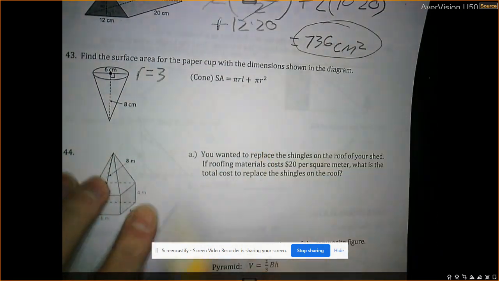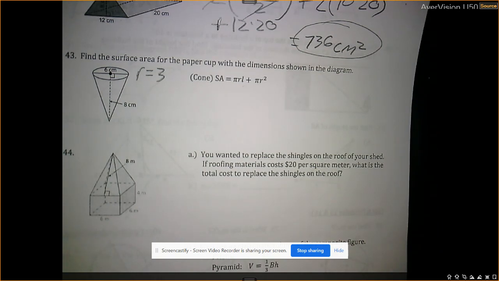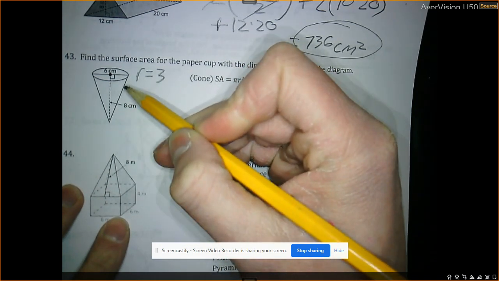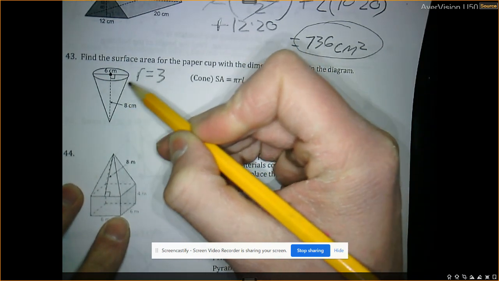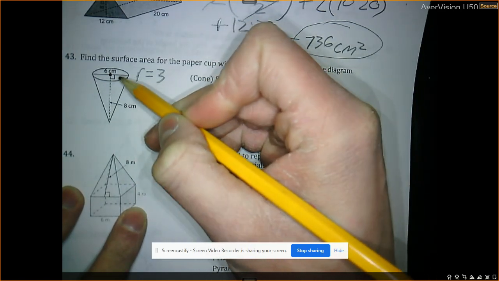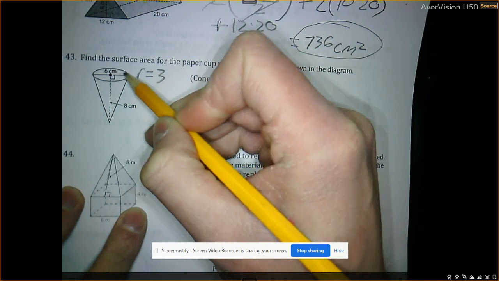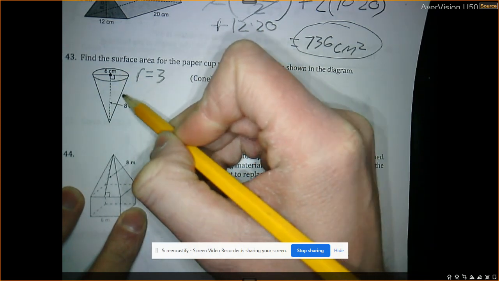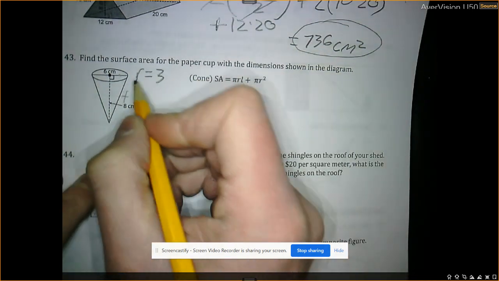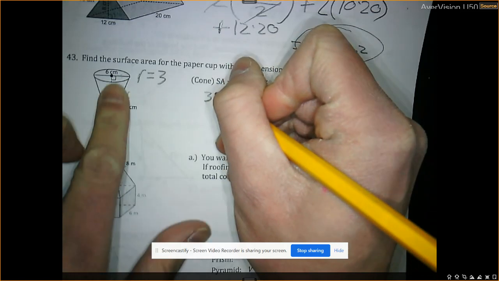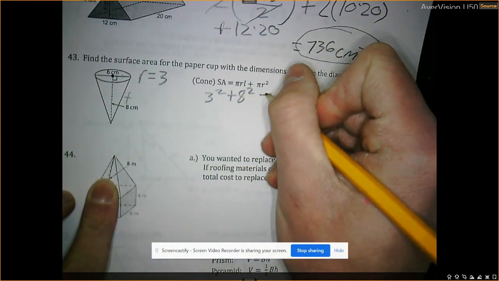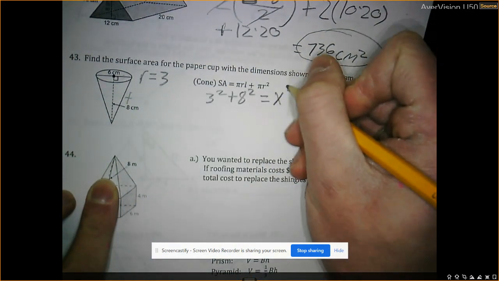Then we need this L. And L, remember, is your slant height. So it's this dimension here, our slant height. And we need to find that by doing Pythagorean theorem. Because we have a right triangle formed within this cone, with a leg here, which is our radius of 3, and 8. And we need to find that hypotenuse, basically. So Pythagorean theorem says leg squared, 3 squared, plus other leg squared, which is 8 squared, equals our hypotenuse squared. In other words, x squared.